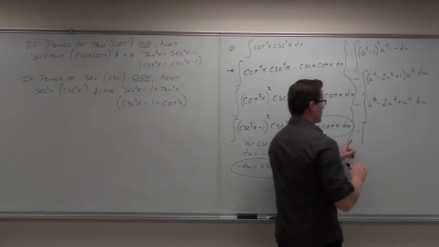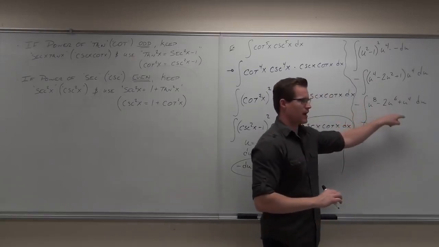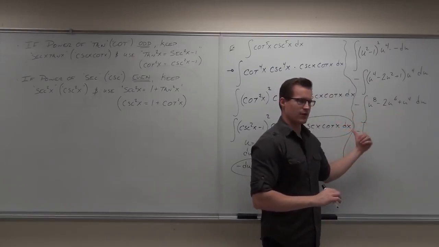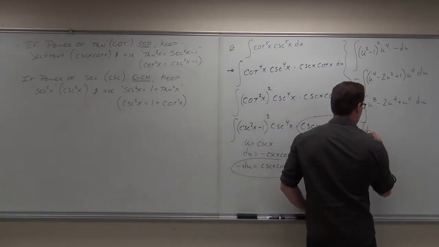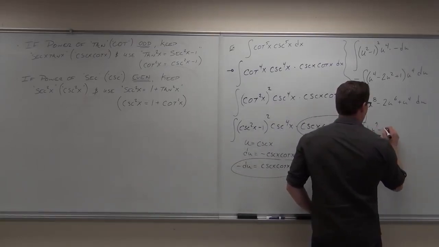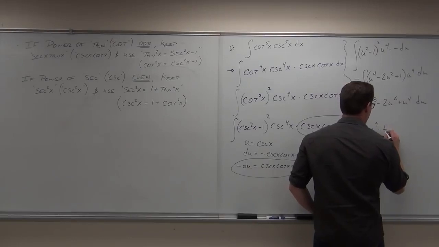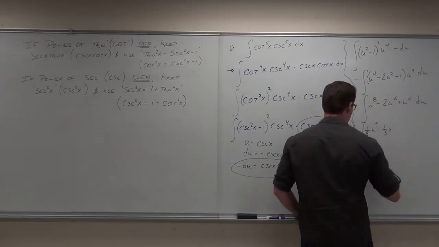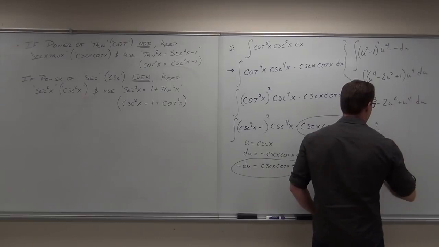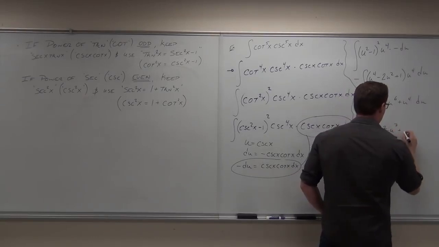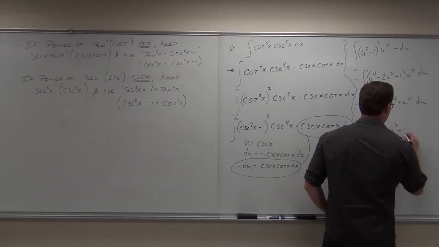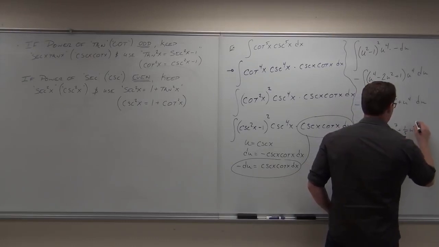Negative, just don't forget that you either need to distribute the negative now while you're doing this, or have it out front because it will distribute eventually. 1/9 u to the 9th minus, no, I made a mistake, sorry, 2/7 u to the 7th, plus 1/5 u to the 5th.